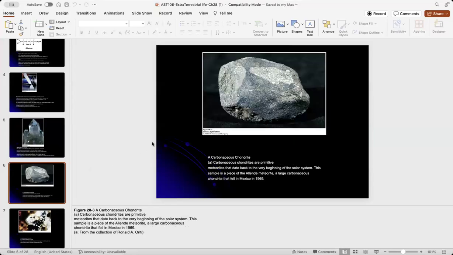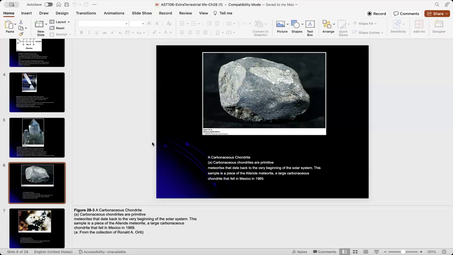In fact, we can find examples of such meteorites. There is a kind of meteorite that falls on Earth, called carbonaceous chondrite. These carbonaceous chondrites have carbon-based organic molecules, which are very similar to the kinds of molecules that would be necessary for the origin of life. Carbonaceous chondrites are primitive meteorites that date back to the very beginning of the solar system. That's when they were formed.